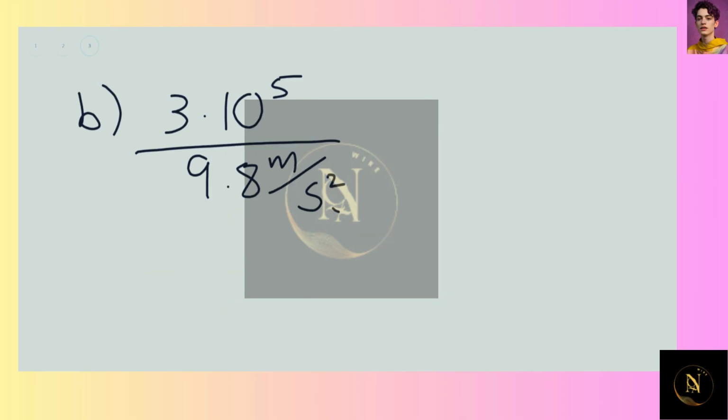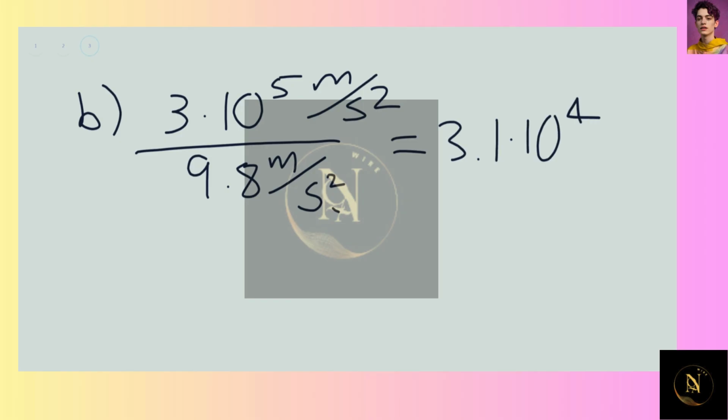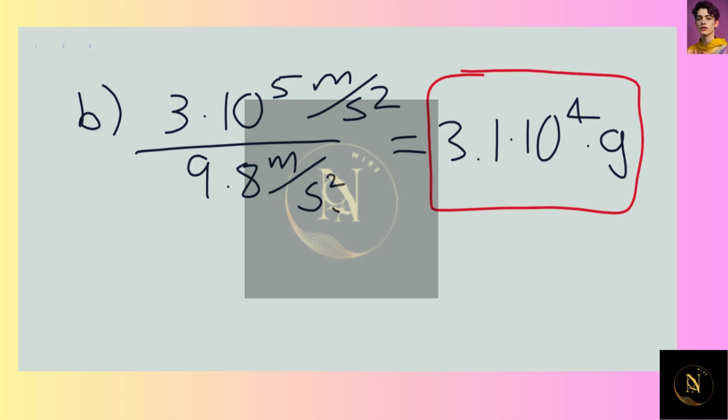So now we do in fact have the same units here, which means that we'll get a unitless number, which is correct for a fraction. So when we do out this math, we get that this value is equal to about 3.1 times 10 to the 4 times g. And that is going to be the relation between these two, which is the answer to part B, and we've solved the problem.